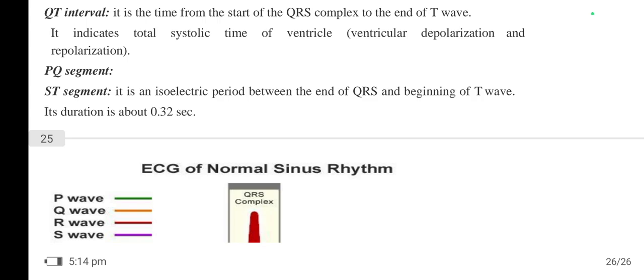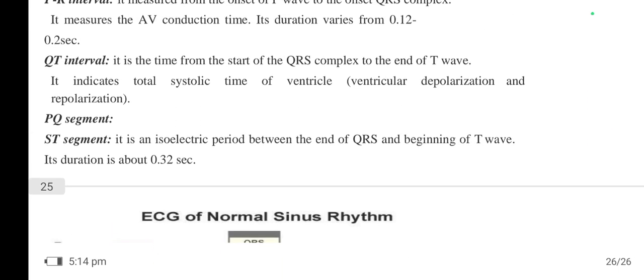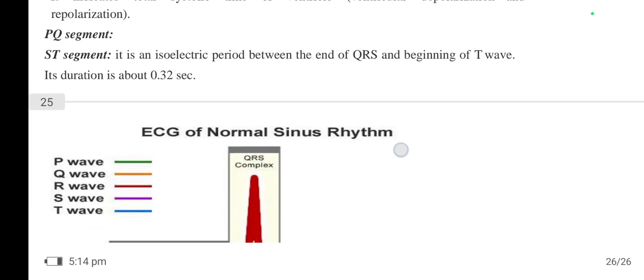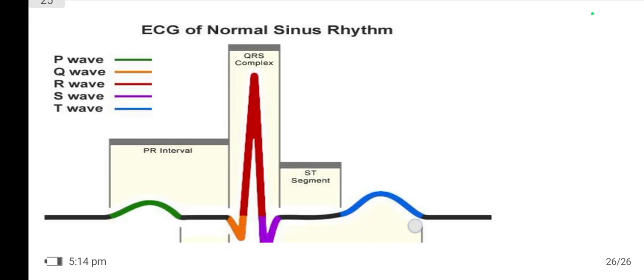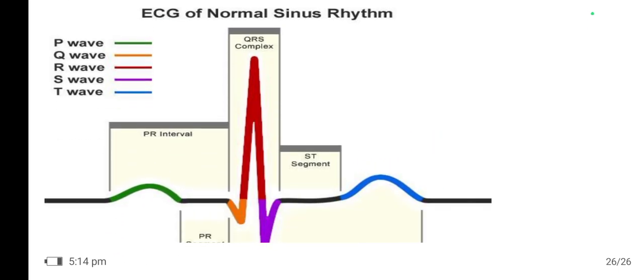QT interval. It is the time from the start of QRS complex to the end of T wave. It indicates the total systolic time of the ventricular depolarization and repolarization. PQ segment and TQ segment. These are the segments: PR, QT, PQ, ST. ST segment is an isoelectric period between the end of QRS and beginning of T wave. Its duration is about 0.32 seconds. So this is the normal sinus rhythm of ECG pattern.